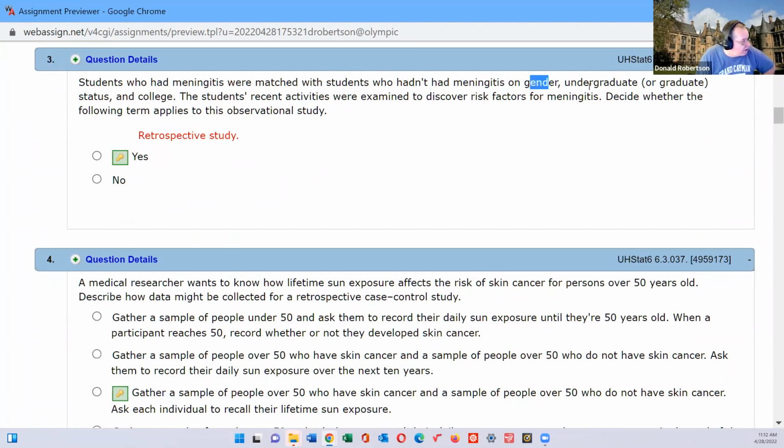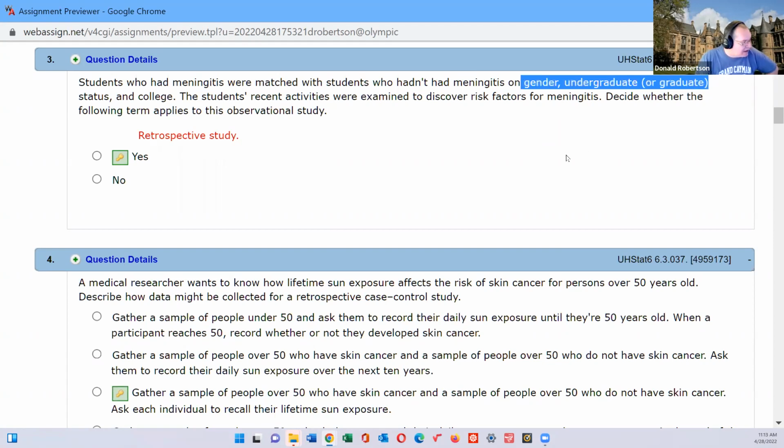On gender, undergraduate or graduate status in college. Students' recent activities were examined to discover the risk factors for meningitis. Okay, so they basically looked at people who had meningitis and people who didn't have it, and then they looked at various things that they did. I don't think they need to mention all this stuff here, except it might be important.